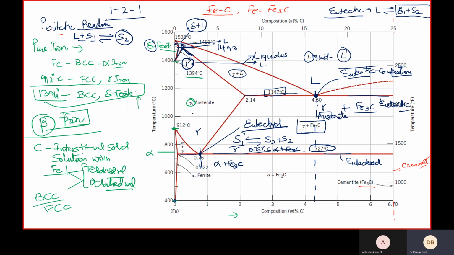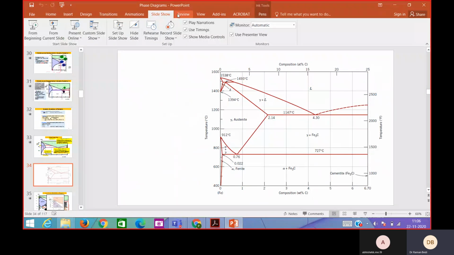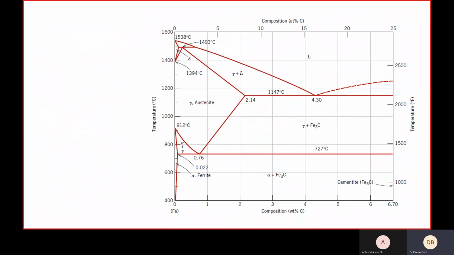So, with this background, let me take away some of the notations from here so that it becomes more clear, and then we can proceed further. So we had the liquid. You have the liquidus line here. This is also the liquidus line. Above that is only liquid. Then you have the austenite region, again a solid region.